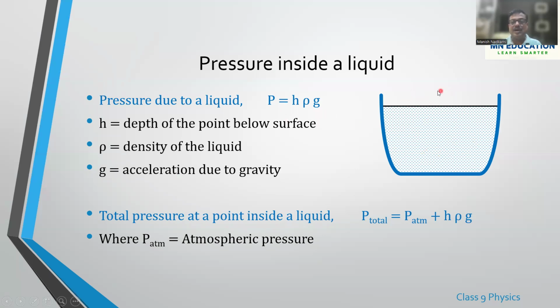But outside here, there is atmospheric pressure, pressure due to the air, due to the atmosphere. So the pressure inside the fluid here will actually be the addition of 2 terms. One is the atmospheric pressure; the total pressure will be given by atmospheric pressure plus the pressure due to the liquid, h rho g. So the pressure inside a liquid is due to 2 things. One is the liquid, that is h rho g. Also, the atmospheric pressure gets added to it. So the total pressure is the addition of 2 terms.